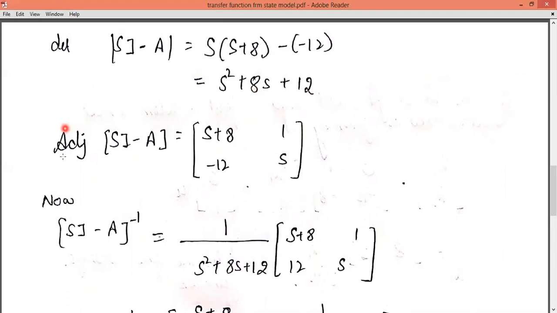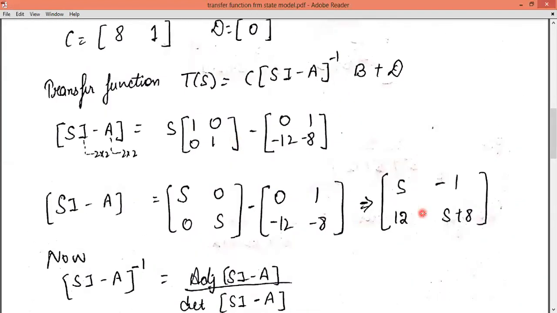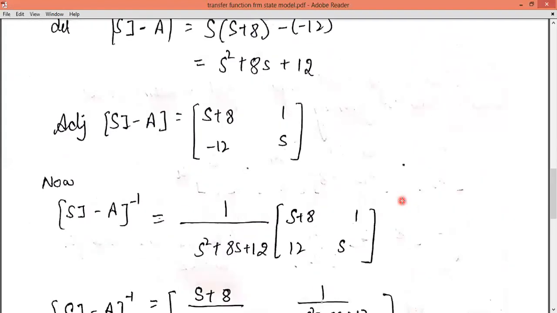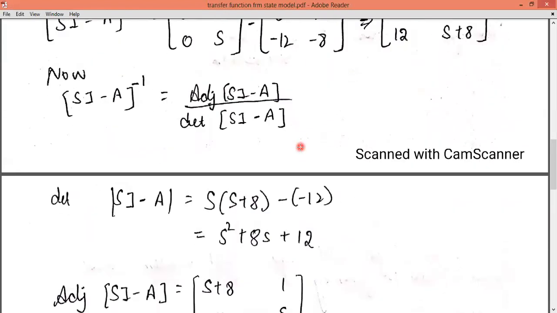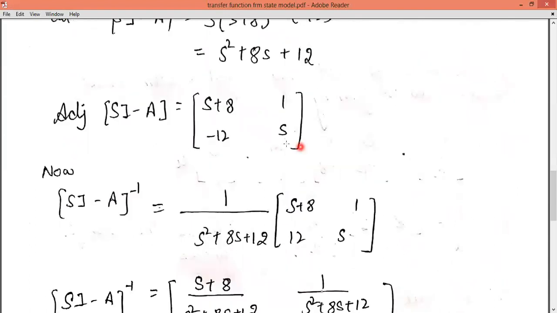Now we will find the adjoint. To find the adjoint, we write the matrix like this and replace the elements in the inverse format: s plus 8 will come on this side, 1 on this side, minus 12 on this side, and s on this side, and the signs also get changed. Now we put all these into the equation where we have to find the inverse.